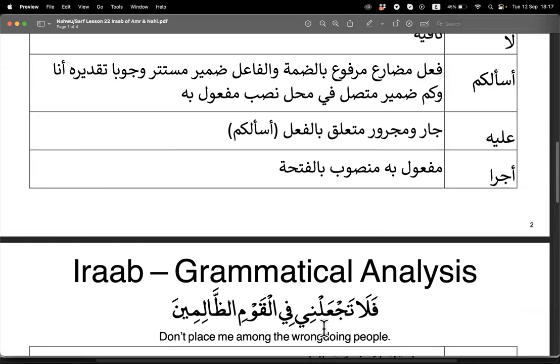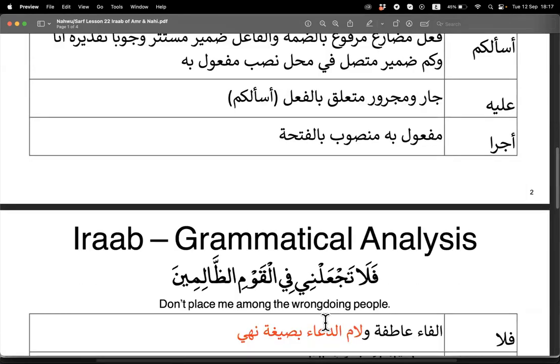bil sukun. Good. So that will make la ila what? Nahiyah. Yes, this is nahi. But here, it is actually a dua. Fala taj'alni is actually a dua to Allah, don't make me. So this la, instead of saying nahi, it's not wrong, but it is better to say that this lam is dua.